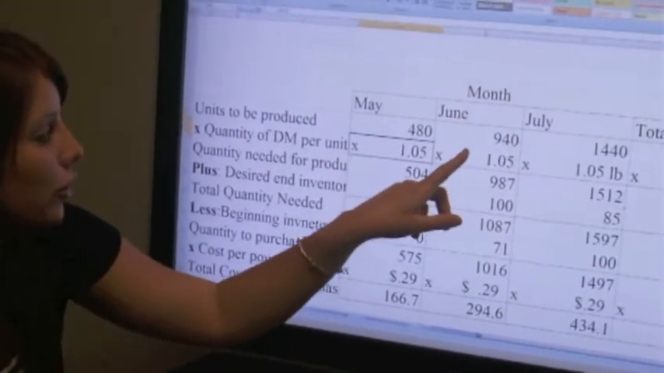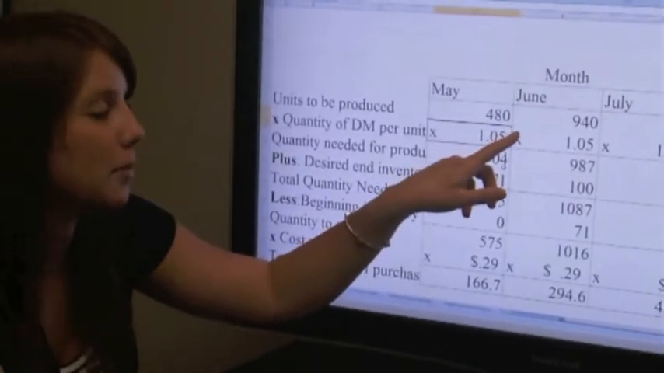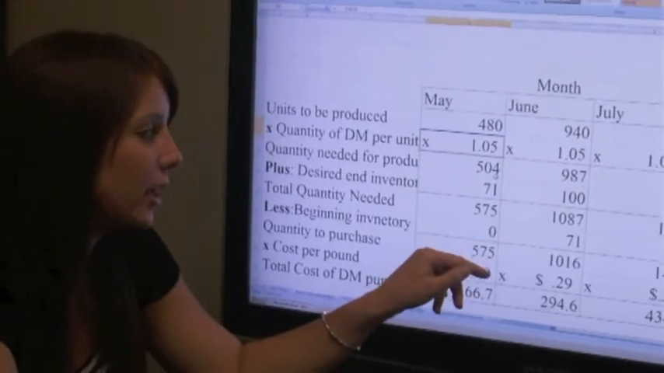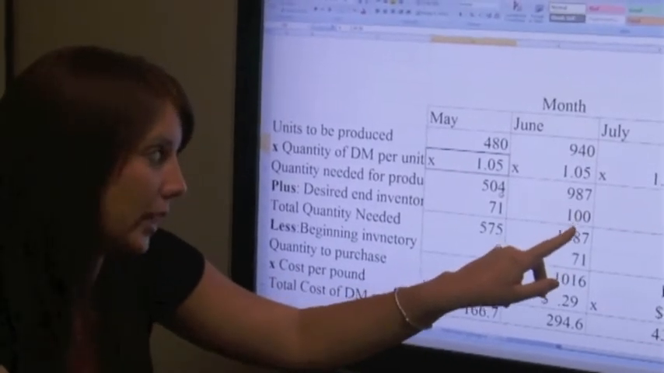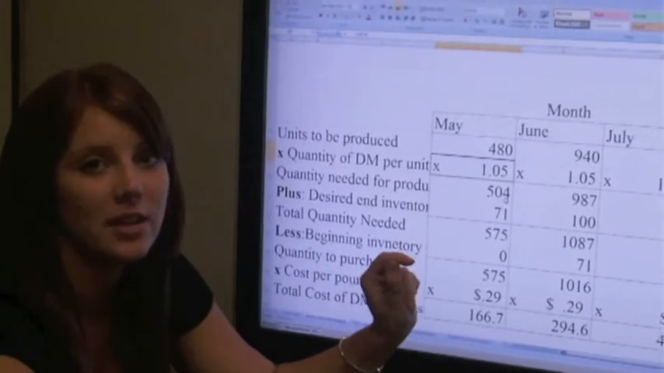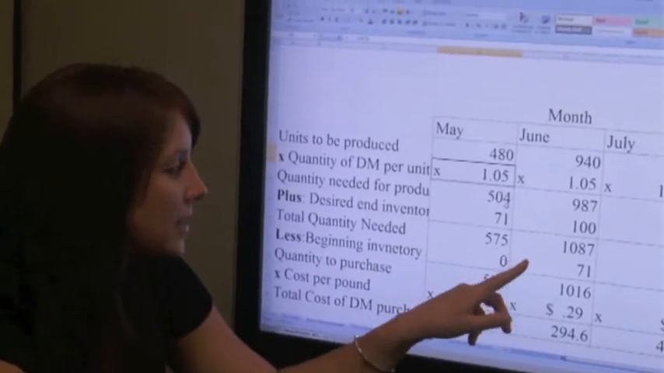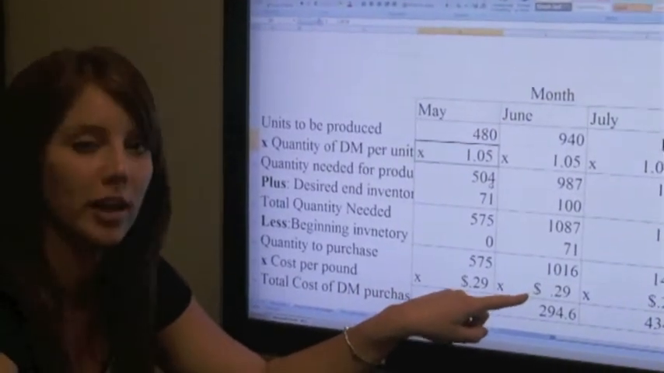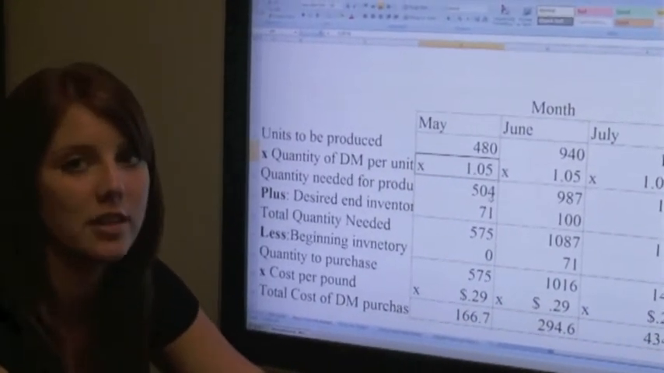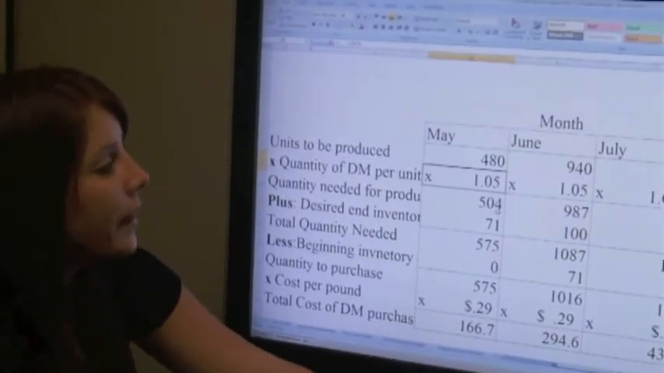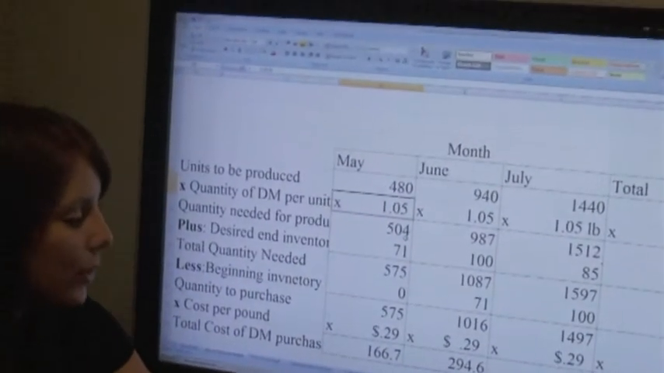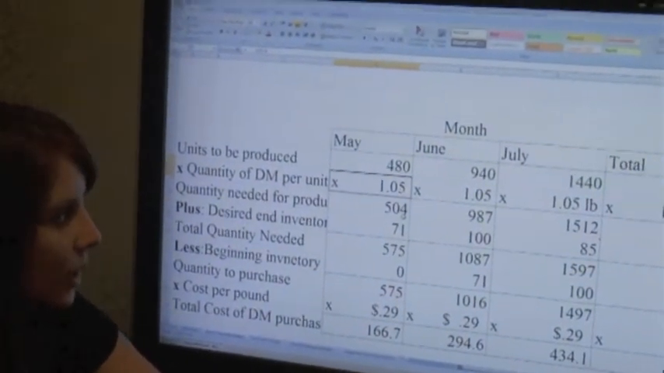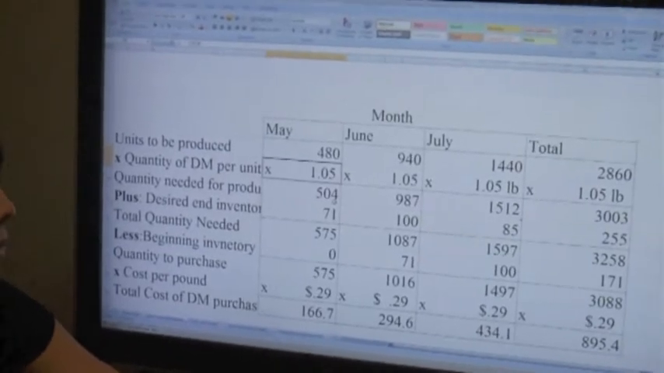We do the same thing for June, and we have 940 units because we're going to be selling more cases of water bottles, which comes out to 987 units plus the inventory that we would like to keep on hand, so we get 1,087 units minus the 71 that we had from last month, and then we multiply this by the 29 cents and we get $294.60 for the month of June. Same thing goes for July, and we end up with a total direct materials cost of $434.10.